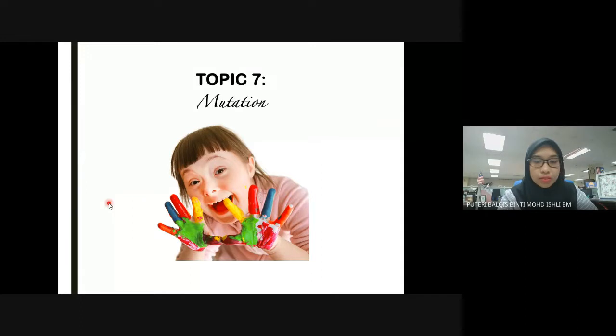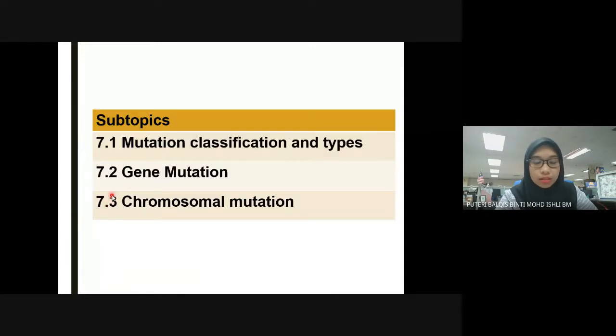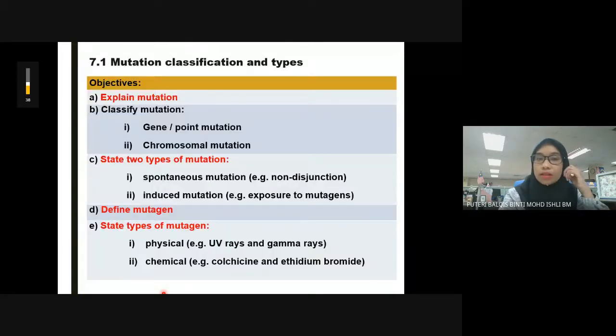So topic 7, mutation. These are the subtopics that we're going to discuss today. 7.1 Mutation classification and types. 7.2 Gene mutation. 7.3 Chromosomal mutation. Alright, so for 7.1 mutation classification and types. Minggu ni kita akan discuss lecture 7.1 and 7.2. So kita akan discuss semua ni lah. Okay, 7.1 and also 7.2.